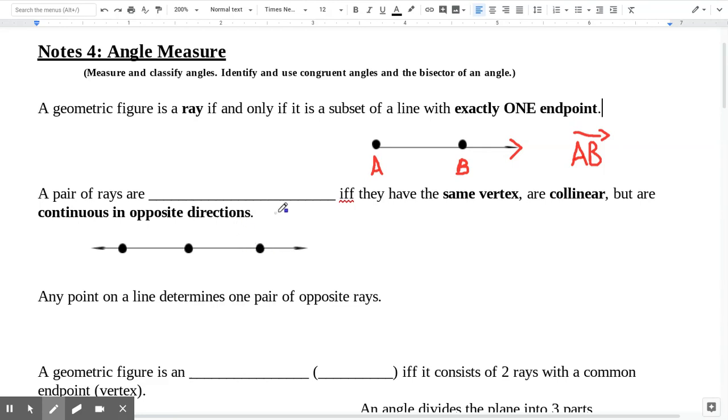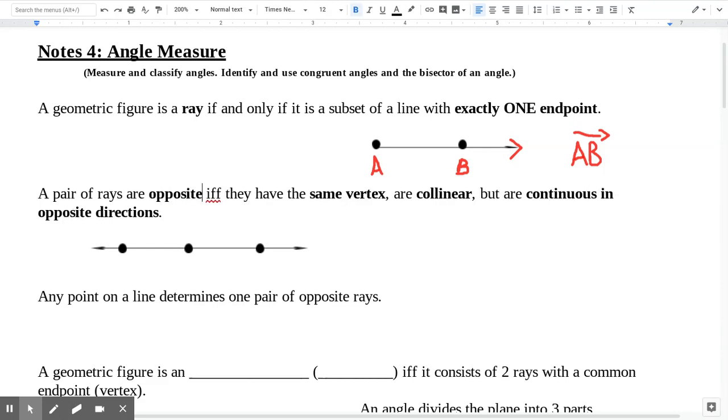Now with rays, we do have some different setups that can occur. One thing that can happen is when you have two rays that are considered a case of opposite rays. So two rays for us are considered opposite rays if and only if they have a few properties. They have to have the same vertex, they have to be collinear, and they have to be continuous in opposite directions. So if one goes east, the other has to go west. Okay, so a case of opposite rays would be down here.